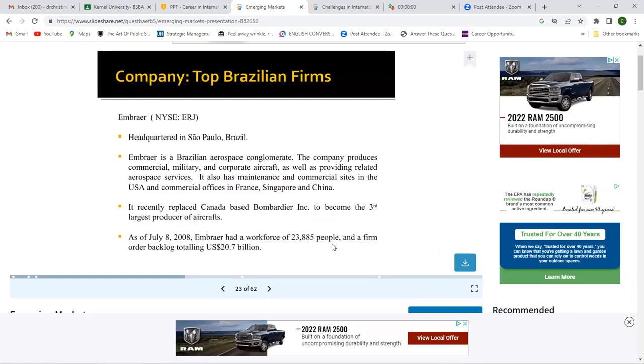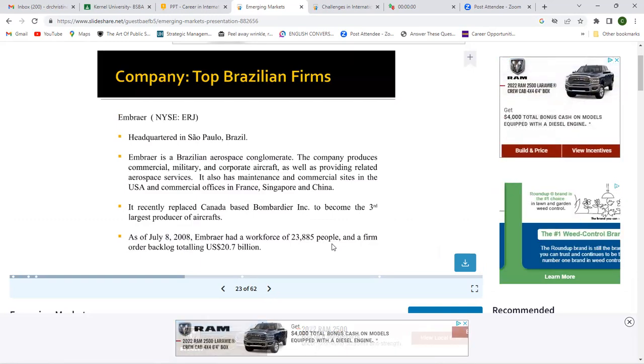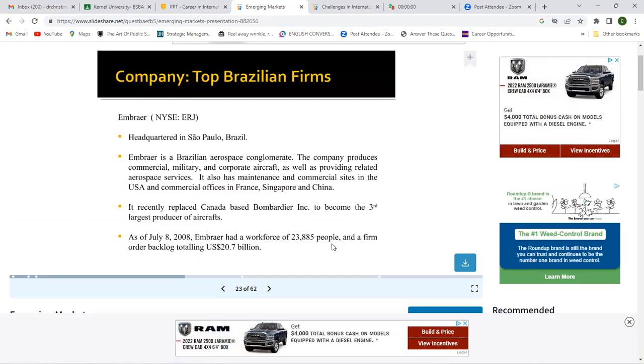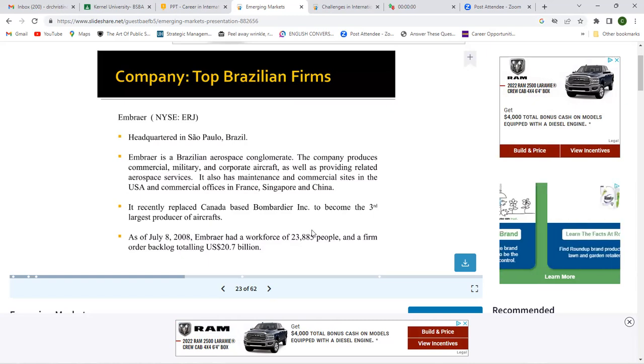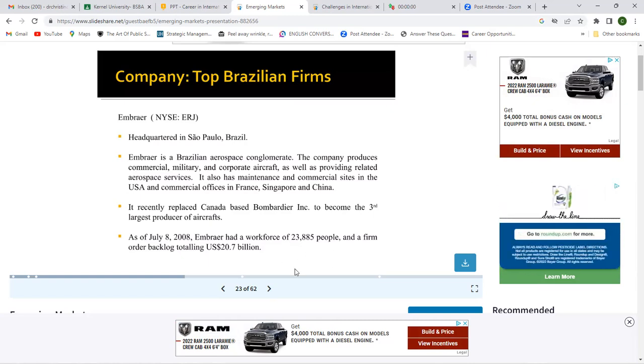Recently it replaced Canada-based Bombardier and became the third largest producer of aircraft. As of July 8, 2008, Embraer had a workforce of 23,885 people, and the firm's order backlog totaled about US $20.7 billion.